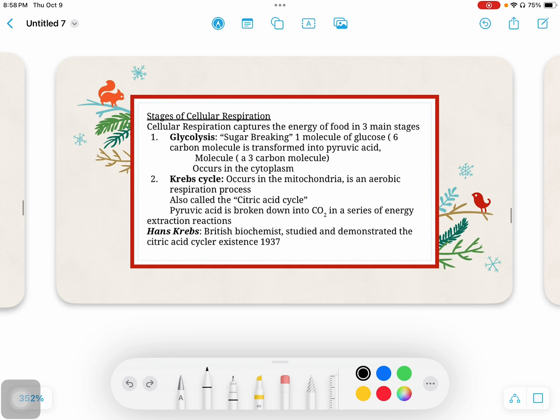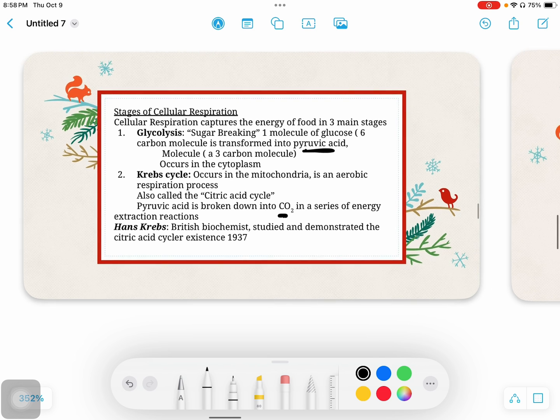So what's happening in the Krebs cycle is that the pyruvic acid that was created in glycolysis is going to be broken down into carbon dioxide in a series of energy extraction reactions. I'll show you here in a second, we continue in this cycle of taking this pyruvic acid, basically breaking it down to release carbon dioxide. So that's why every time you breathe out, you are releasing carbon dioxide, through the Krebs cycle.